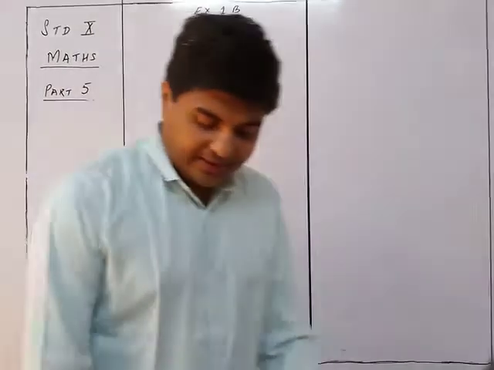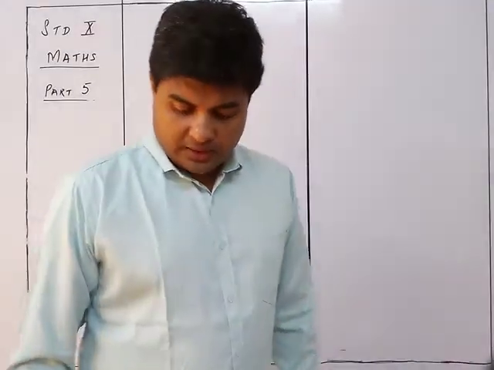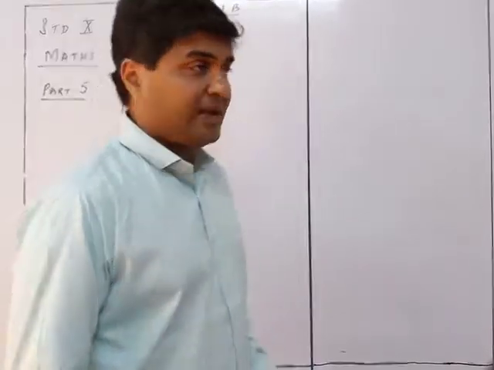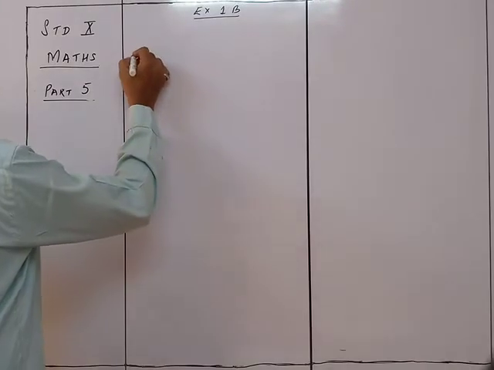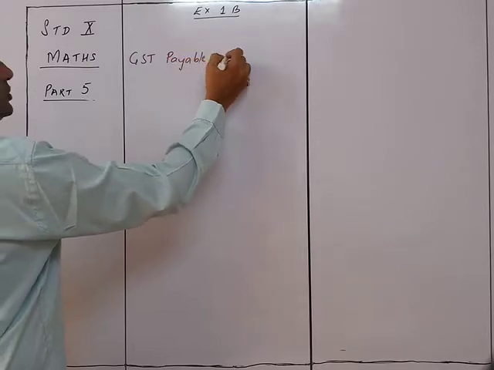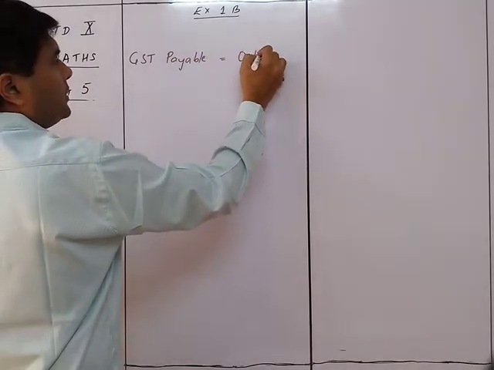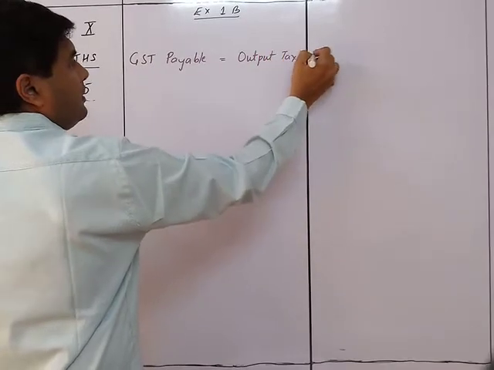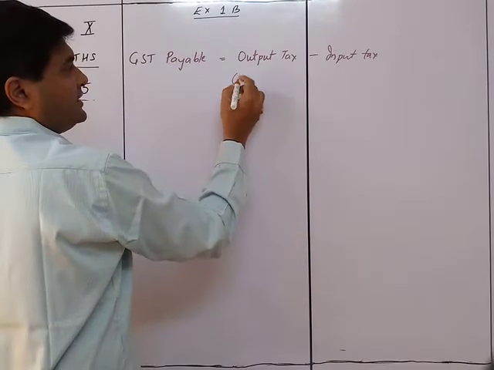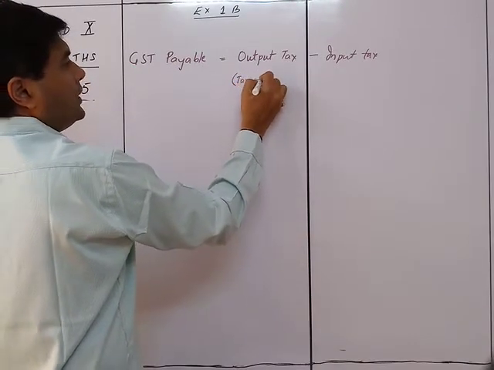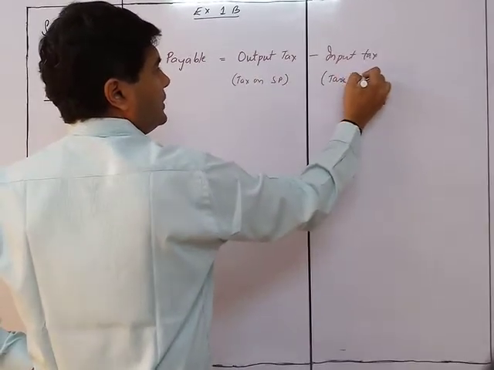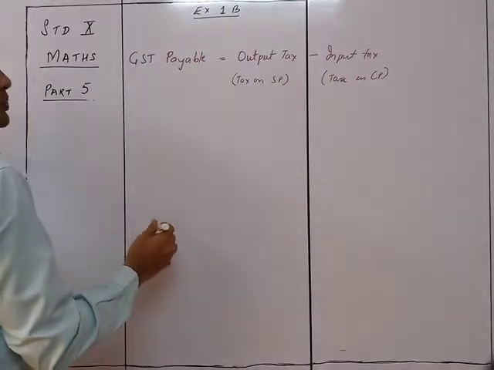We start with exercise 1B. Now in this we will need certain important formulas. The first one is GST payable is equal to output tax minus input tax. That is, output tax is tax on SP and input tax is tax on CP. So that is output minus input tax.